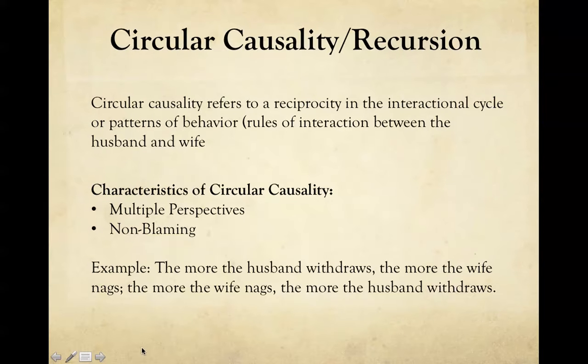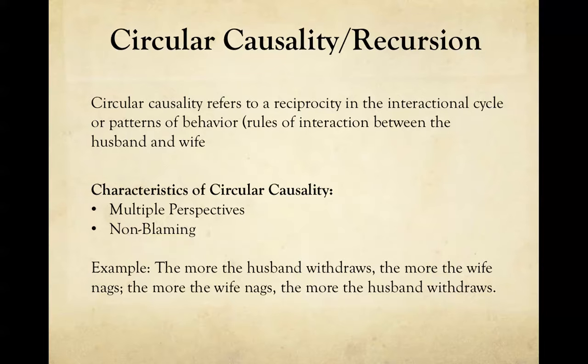This is not to say that circular causality or recursion is more correct than linear causality or cause and effect. There's a place for both. But when it comes to understanding human interactions, it's useful to look at how the behavior of each participant in the system influences the behavior of the other. And looking at it in terms of this recursive reciprocal feedback process helps us to move away from assigning blame and simply look at process and interrupting processes that are not working.